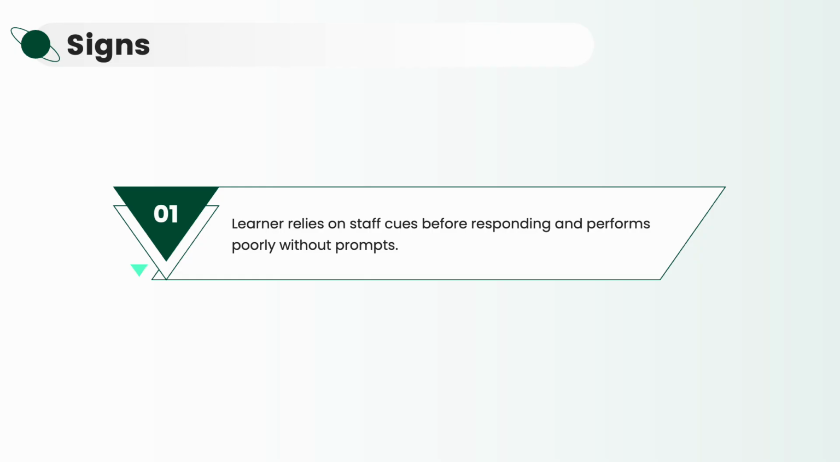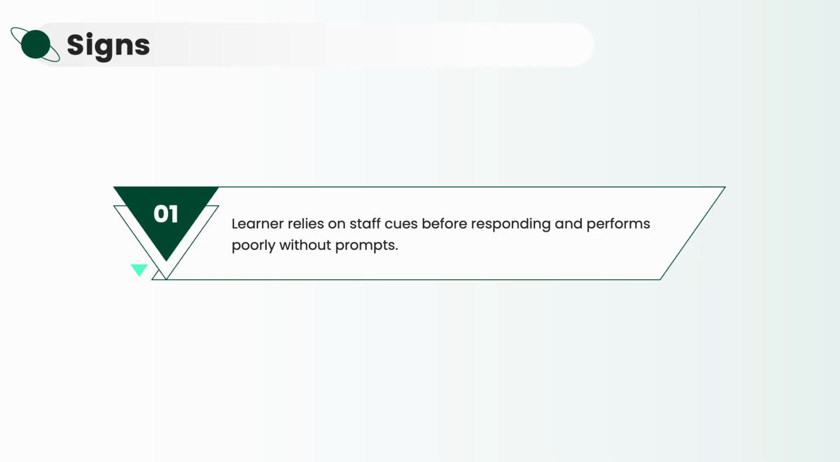The key sign here is the learner relies on staff cues before responding and performs poorly without prompts. Let's unpack that. A prompt-dependent learner often waits before responding, looks at you for reassurance, and responds right after a prompt but not before, or performs inconsistently when prompts are removed. So you might see 100% accuracy with prompts, 20 to 40% accuracy without prompts. That gap is a huge red flag.